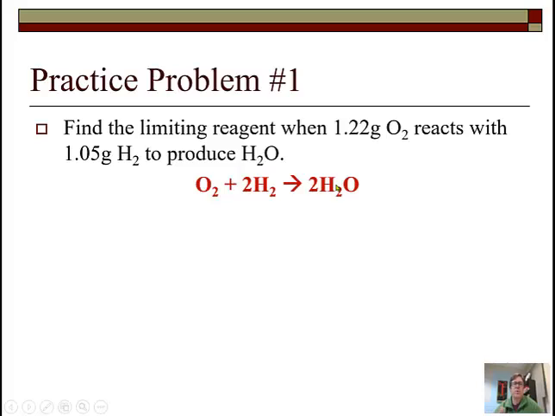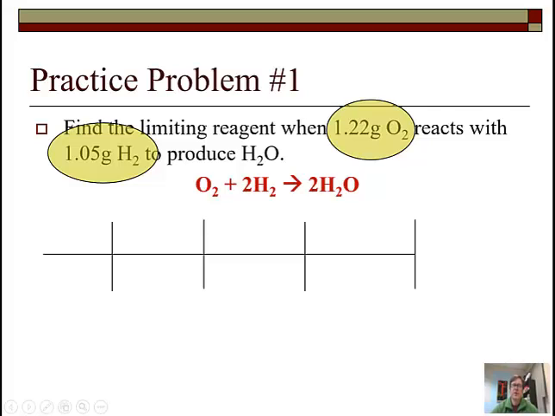So if you notice, we have 2 pieces of information given. We have 1.22 grams of oxygen as one reactant, and then 1.05 grams of hydrogen. We're going to take both of these and convert them into the same product. Well, this is pretty easy. We only have one product. It's water, so we're going to do that using stoichiometry. It's a grams to grams, so it's a 4-box problem.